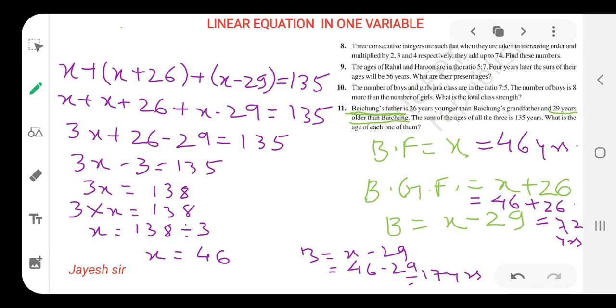I hope you all might be getting it, friends. That was very easy. I hope you have understood and cleared your concept over here. Here we have found the ages of all the three. Baichung's father's age is 46 years, his grandfather's age is 72 years and Baichung's age is 17 years. I hope you all might be getting it. That was a little bit confusing, not that difficult. So after overcoming that problem, we can easily solve it and it becomes easier.